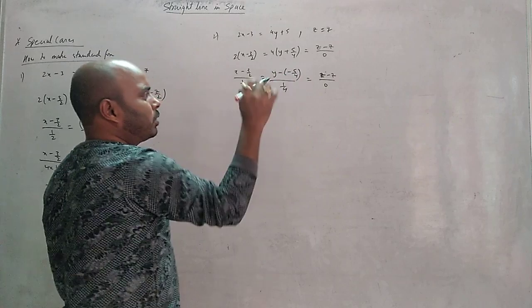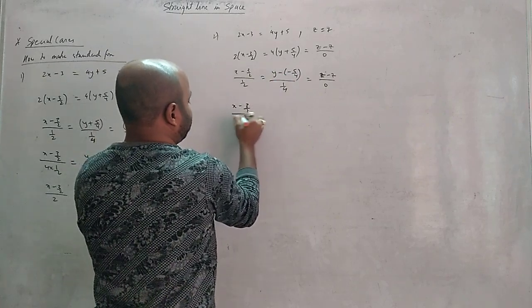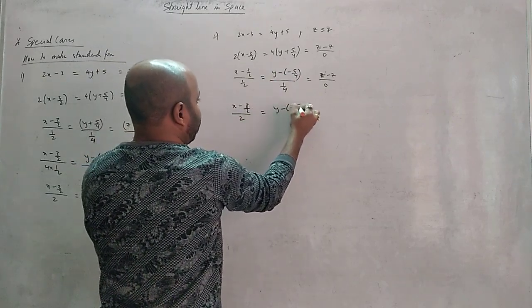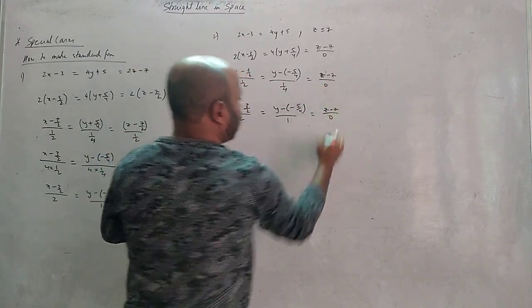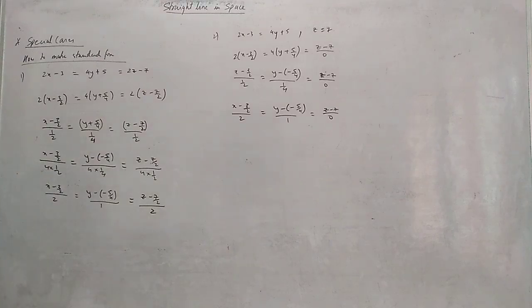ओके, 4 से मल्टीप्लाई कर दो तो ये हो जाएगा x माइनस 3 बाई 2 डिवाइडेड बाई 2, y माइनस ऑफ माइनस 5 बाई 4 डिवाइडेड बाई 1 एंड 4 into 0 is 0. So the answer is 2, 1, 0. Clear class? So this is the end of the theory of the chapter straight line class. Okay. From the next we start with the questions.